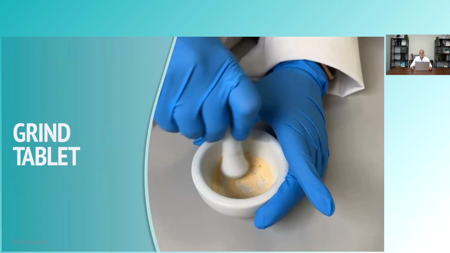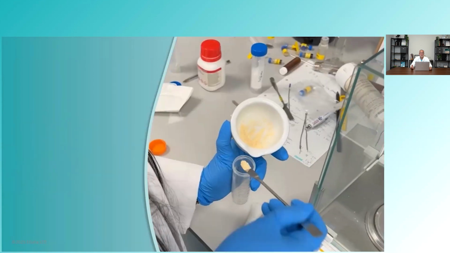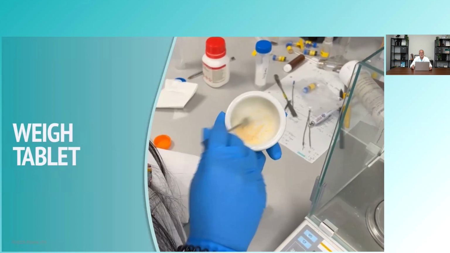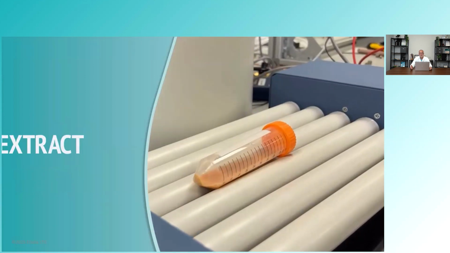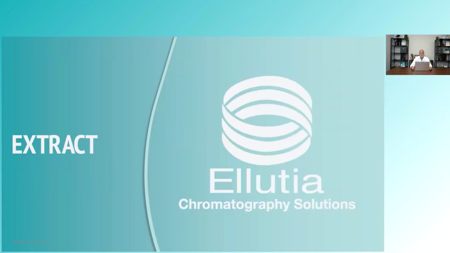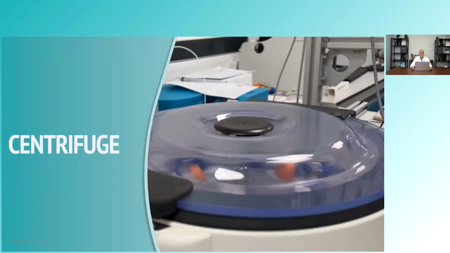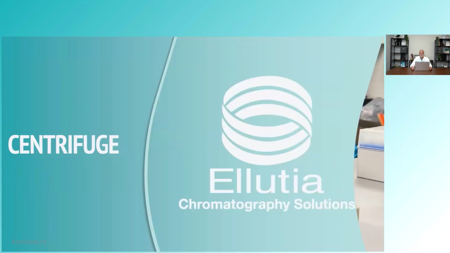So the first step is to grind the sample. You simply want to increase the surface area to volume ratio to have a good extraction. The tablet is then weighed. Solvent is added to extract the nitrosamines. The sample is then centrifuged and filtered.